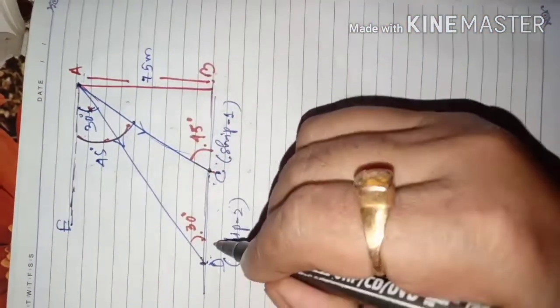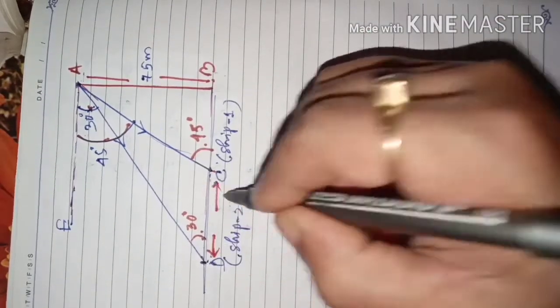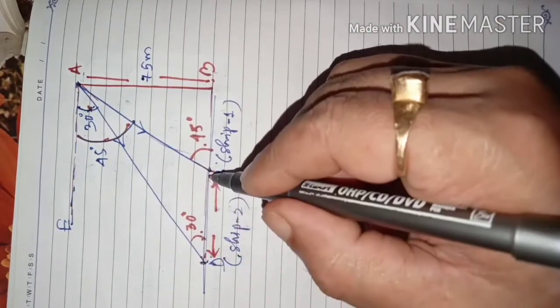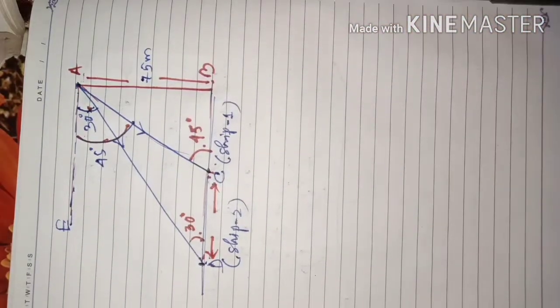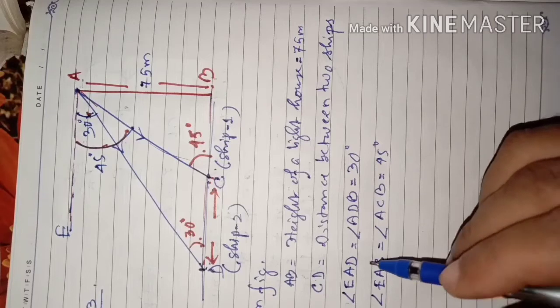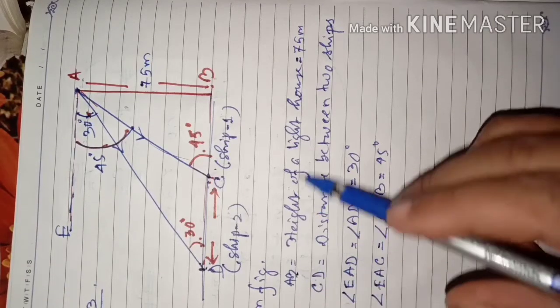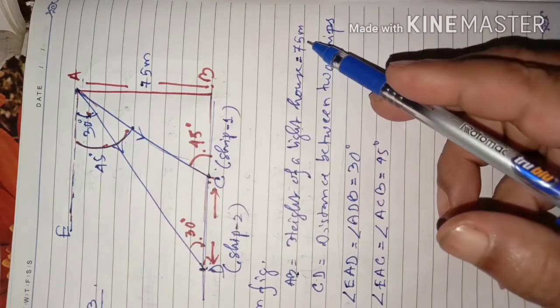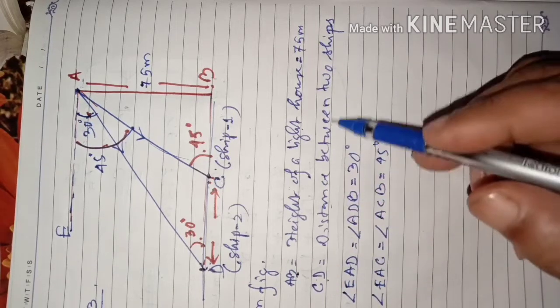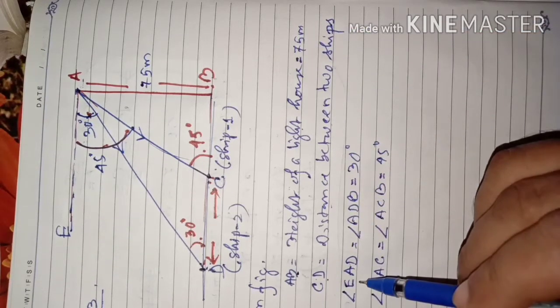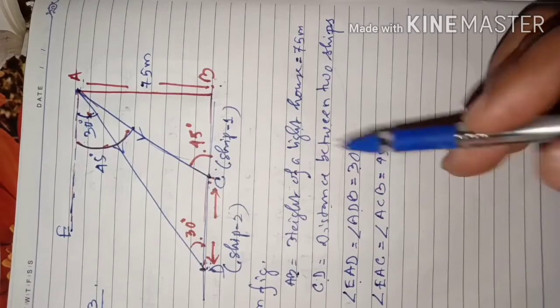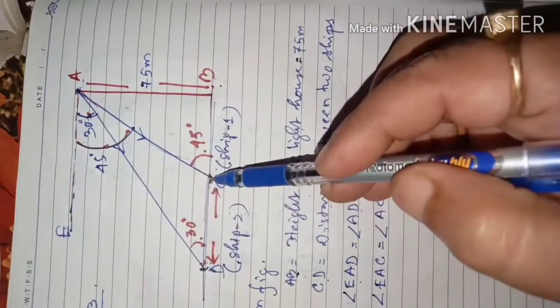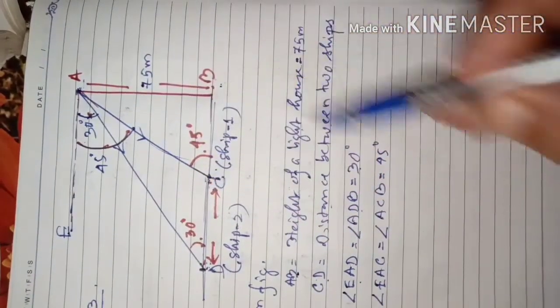So now let us solve this portion, because here height also is given. What is asked? What is the distance between the two ships? That means you are asked what is the length DC. So let us write what is what in the diagram. So this is the information, students. I have written like this. AB is height of the lighthouse, 75 meter. CD is distance between the two ships. Angle EAD equal to angle ADB equal to 30 degree. Like that, angle EAC is equal to angle ACB is equal to 45 degree.